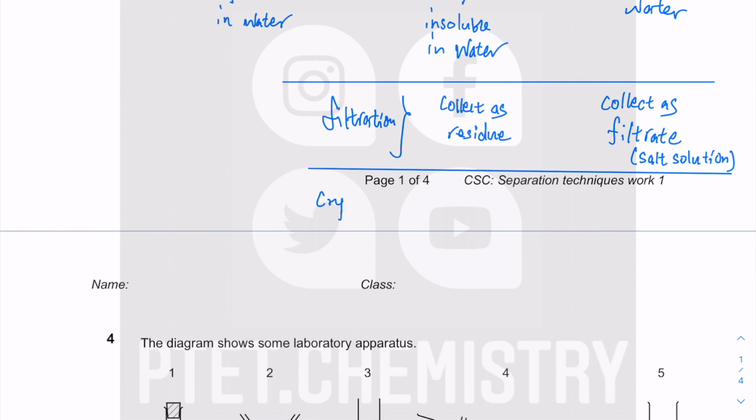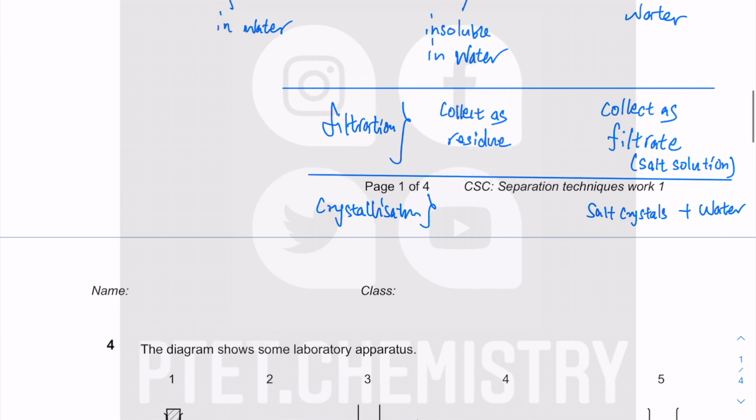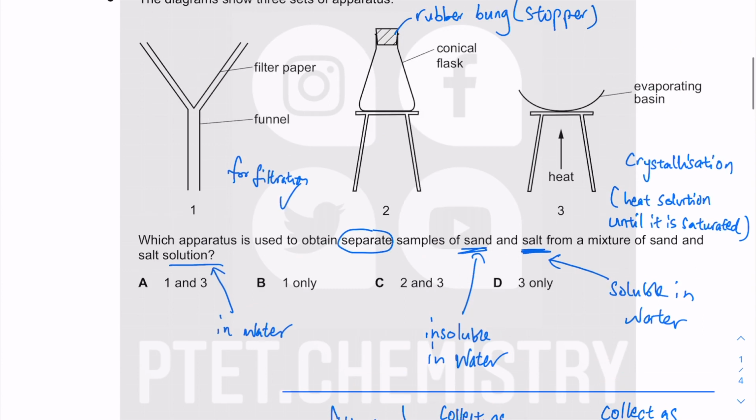That means you can do crystallization, just like in question 1. The solid is soluble in the solvent. So what you can do is, you can get salt crystals. Well, maybe I can write them better to put on the same page. You can get salt crystals. The crystals are going to be solid, plus the remaining water as the solvent. Then you can filter them off again. Crystallization, forming crystal. Filtration separates insoluble solid from soluble solid. So we need filtration, we need crystallization, therefore the answer must be 1 and 3.